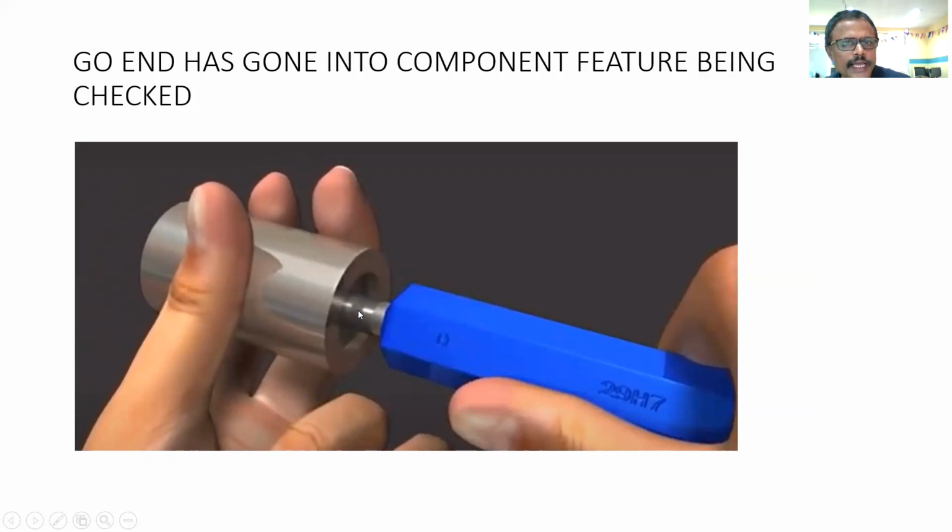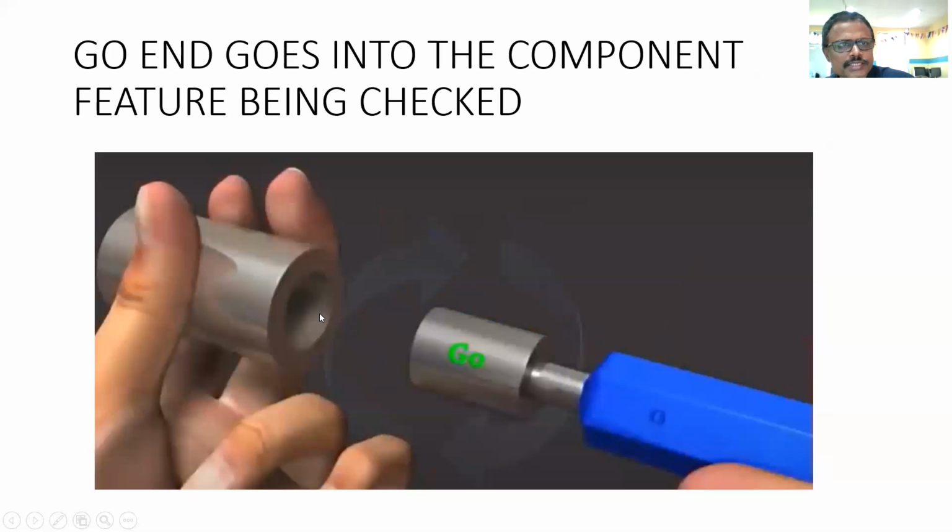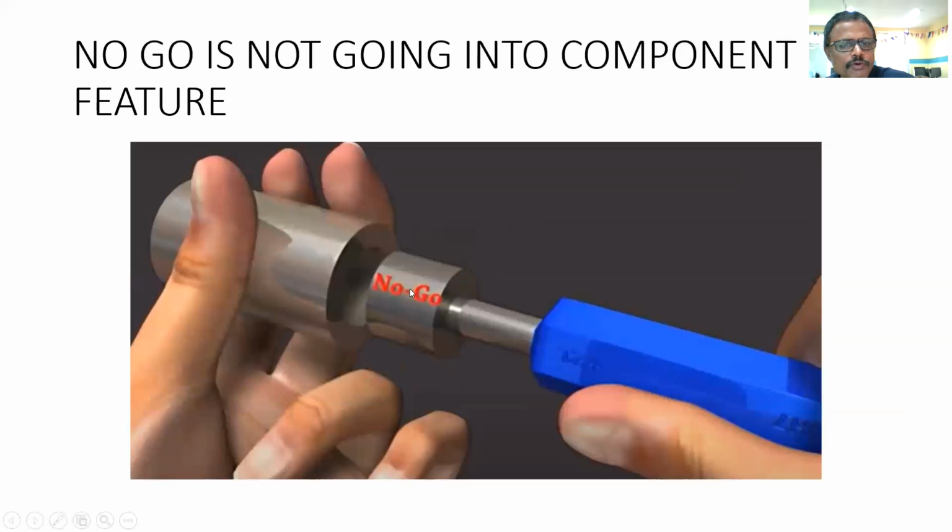The go end has gone into the component feature that is being checked. In the previous example, you can see the no go will not go into this hole in case of plug gauges. No go should not go into this. If it goes into this, it is rejected.